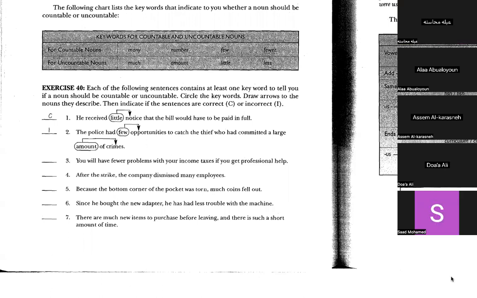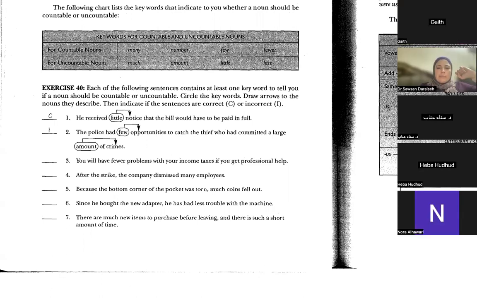Okay? Another example. Who would like to do another sentence? Dr. Ghaith, help us out here. Save our lives. Okay, number 6. Since he bought the new adapter, he has had less trouble with the machine. It's correct because less and trouble. Oh, yeah, sorry, troubles. It can be counted.